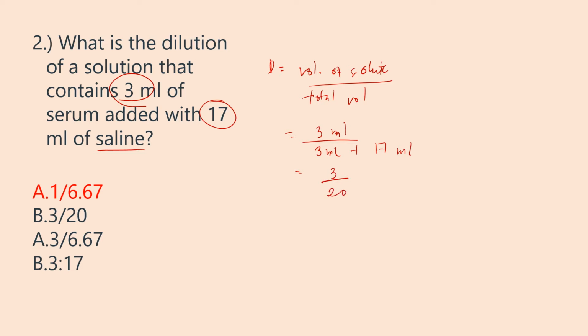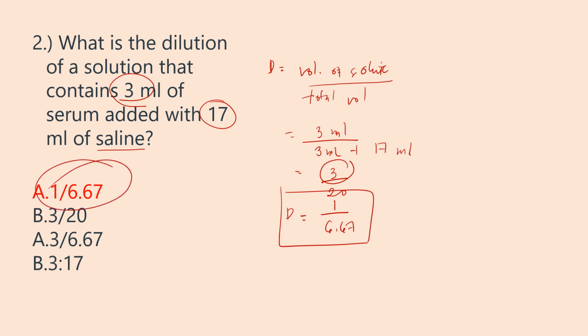But of course, remember that we are going to make your numerator 1. So that's why you are going to divide both the numerator and denominator by 3. So we have now 1 over 6.67. So this is now your dilution, and this is going to be your answer.